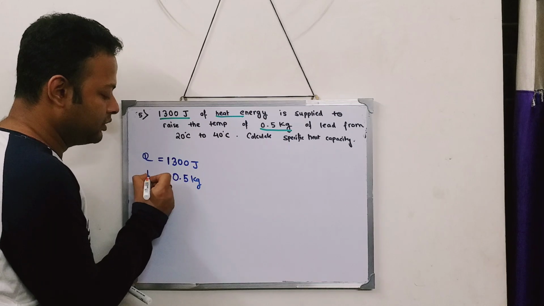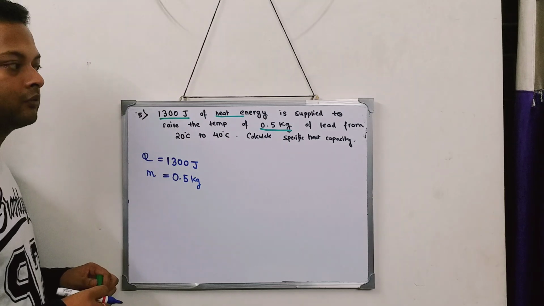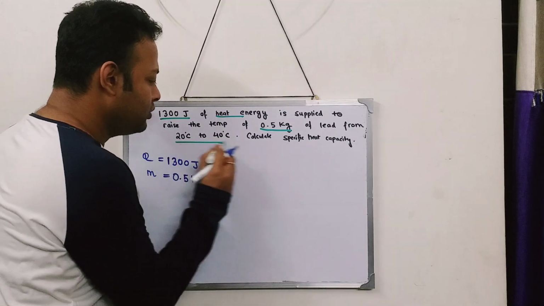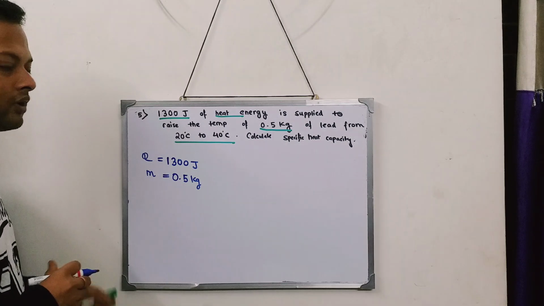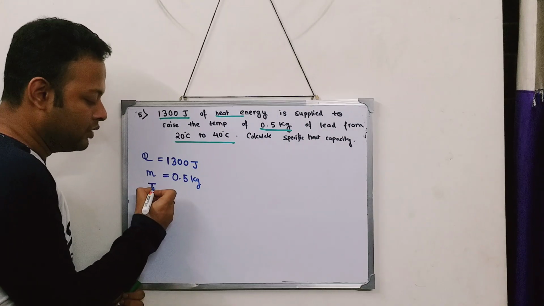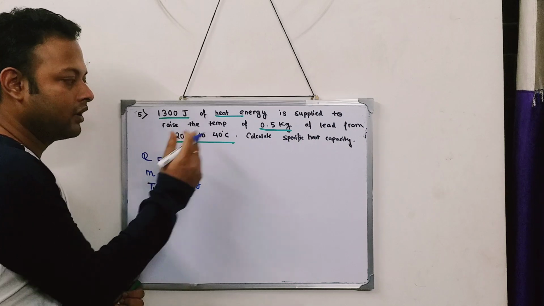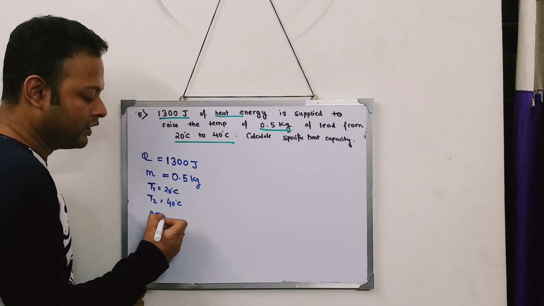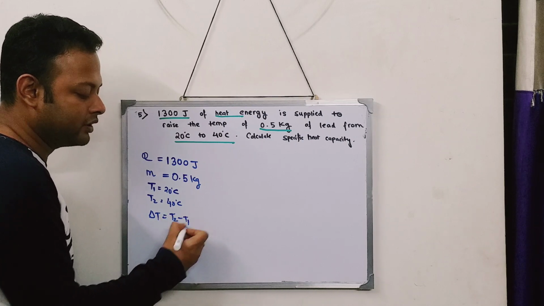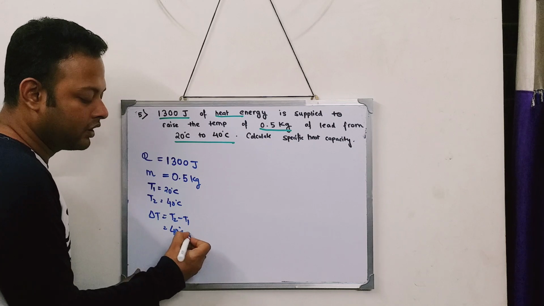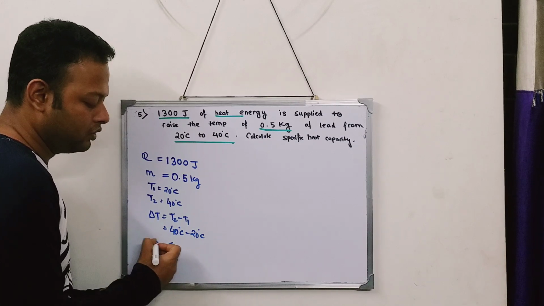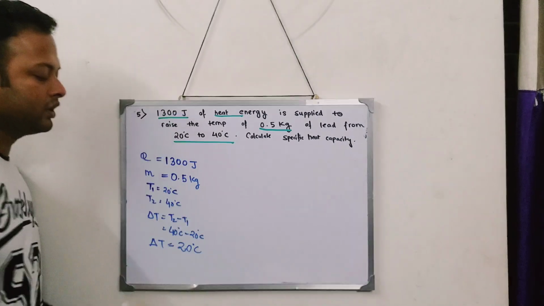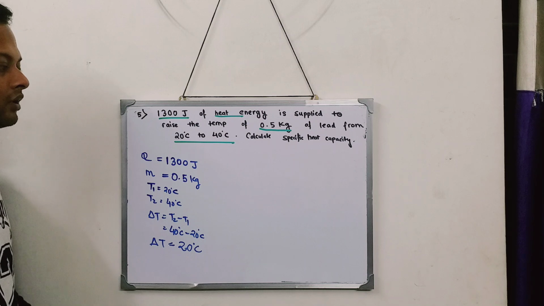This 0.5 kg represents the mass, because kg is the unit of mass, of lead from 20 to 40 degrees centigrade. So what is this 20 to 40 degrees centigrade? It is the T1 initial temperature, 20 degrees centigrade, and finally it is going to 40 degrees centigrade. So delta T value I get from here. Delta T will be T2 minus T1, which is equal to 40 degrees centigrade minus 20 degrees centigrade, so delta T value is 20 degrees centigrade, which I got from here.